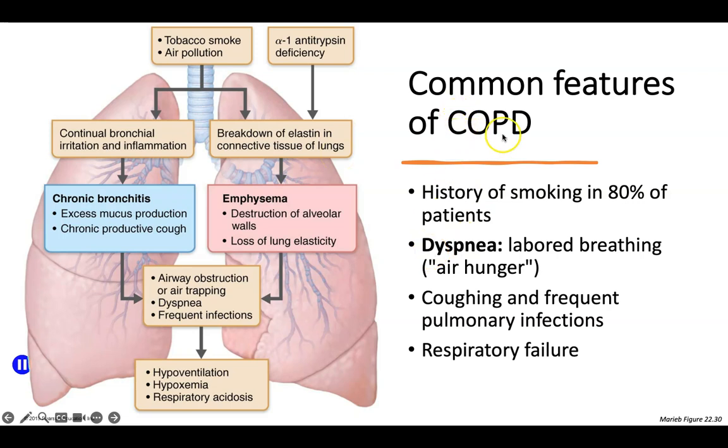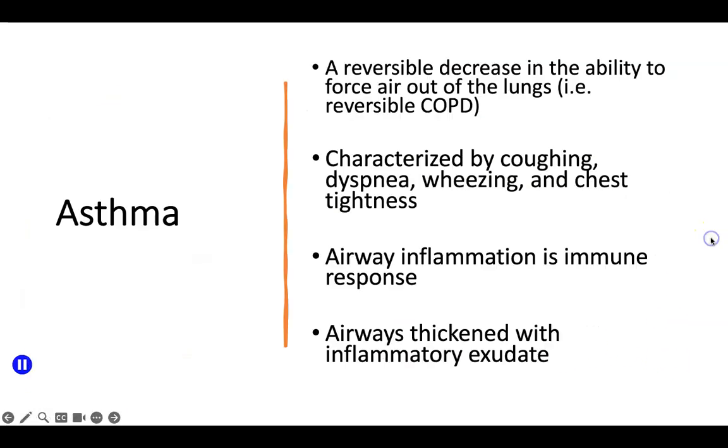A normal manifestation of COPD is something called dyspnea, and that's labored breathing. It's also known as air hunger. So someone can breathe and not get enough air. Coughing and frequent pulmonary infections are common. And respiratory failure is the final manifestation. And this just means that you're not able to breathe enough to have normal carbon dioxide and oxygen levels in your blood. Next, we'll look at asthma.